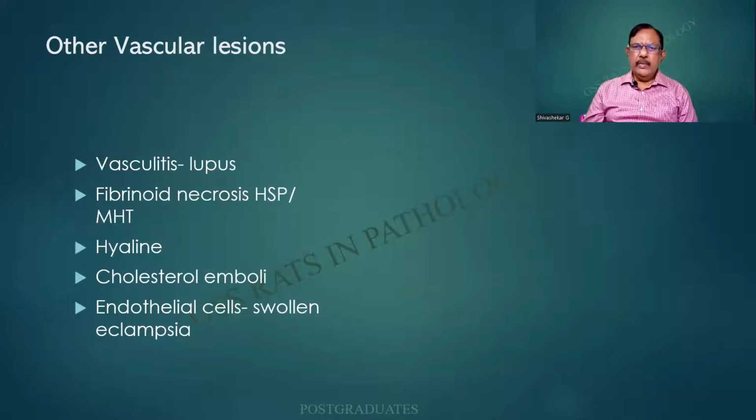So, what are the other vascular lesions? It can be SLE, fibrinoid necrosis in Henoch-Schonlein purpura or malignant hypertension, hyaline sclerosis, cholesterol emboli, and sometimes you find that there can be swollen endothelial cells in a case of eclampsia.